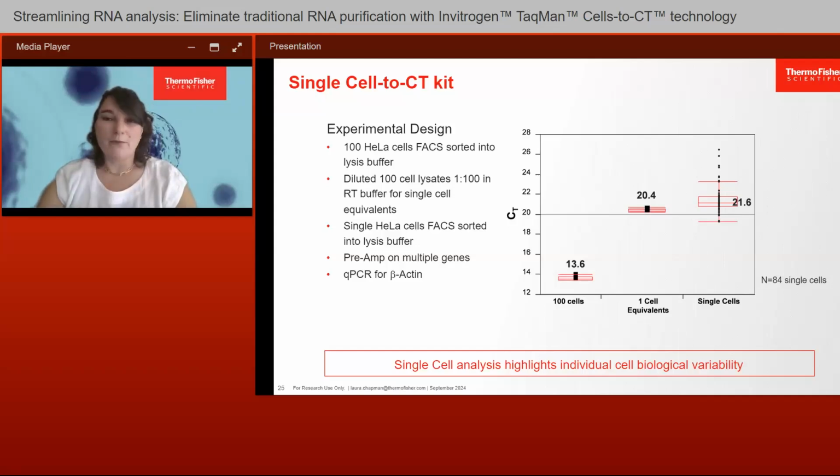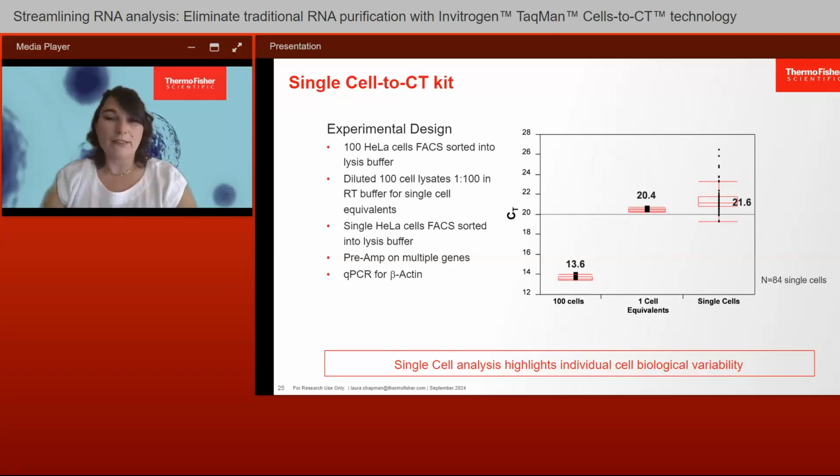So with the 100 cells, we see an average CT value of about 13.6, and it's really nice and tight, and it shows very little variability, which is what we would normally see with a pool of cells. And then when we dilute that 1 to 100, we see a 6.6 CT difference, which is what is expected for a 100-fold dilution, a little bit over a 6 CT difference.